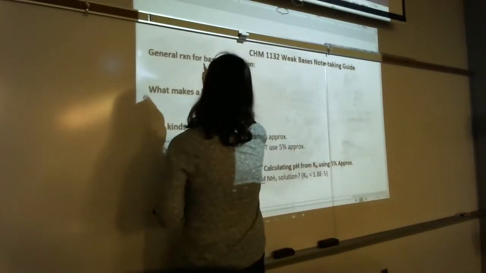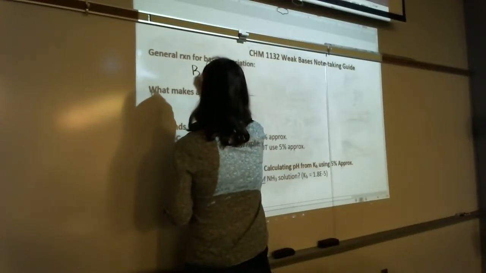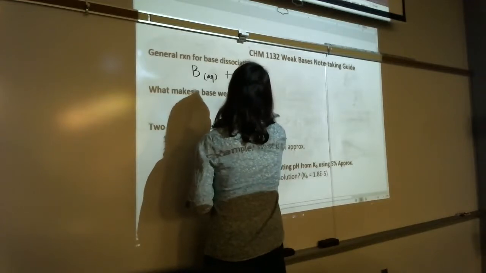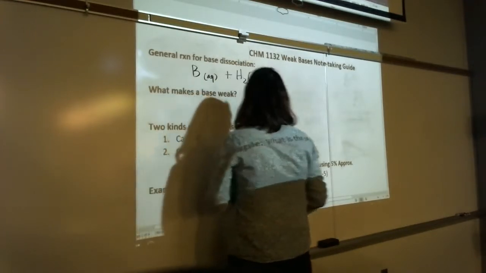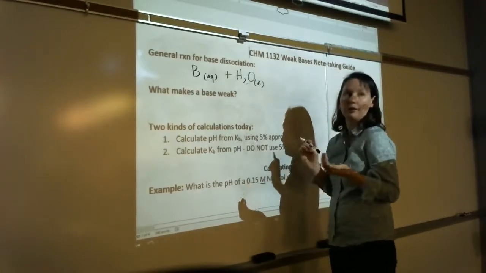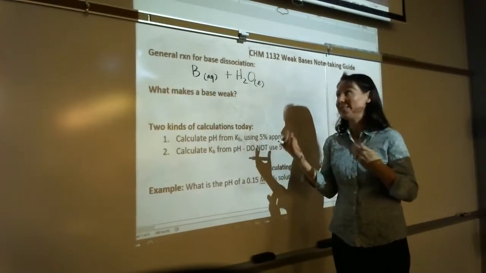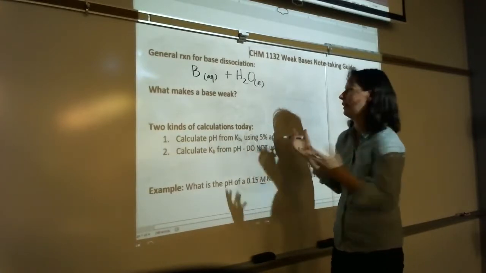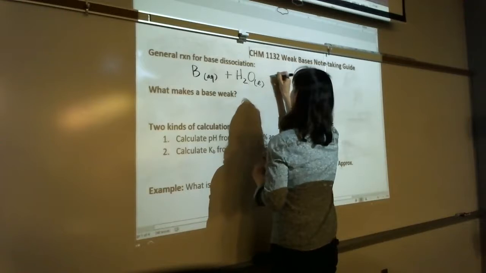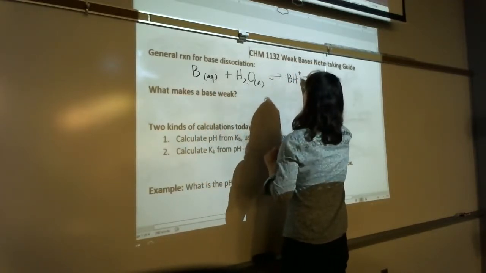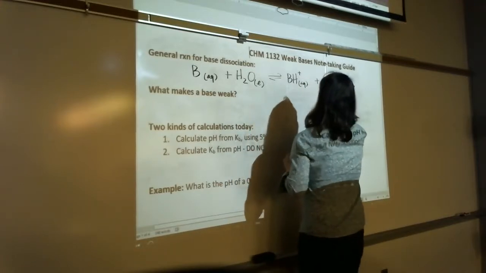So here's the general reaction for a base. So you've got some base reacting with water. When we did weak acid equilibria, the water was acting like a base, right? When we're doing weak base equilibria, the water is now acting like an acid. So it's going to donate H+. So we get BH+ plus OH-.